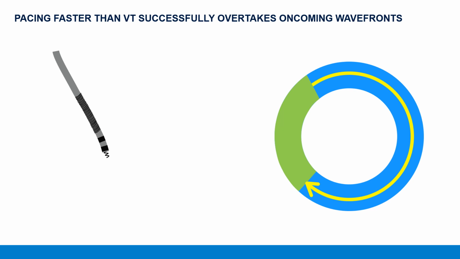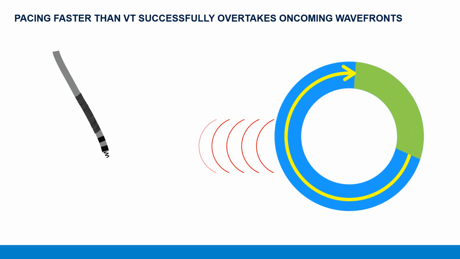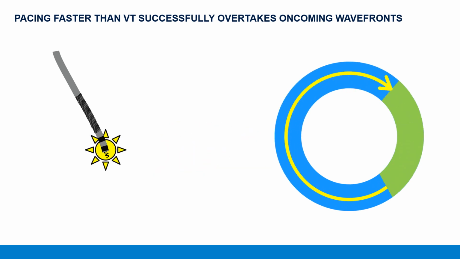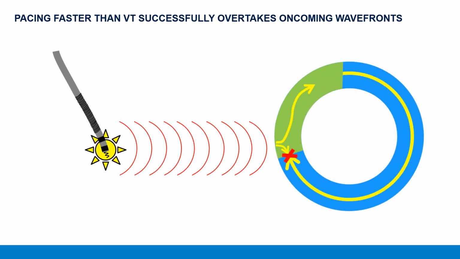So in order for us to pace and get into the excitable gap, not only do we have to hit the excitable gap at the right location, but we have to first overcome the oncoming wavefronts that are propagating toward our lead. And if we pace faster than the tachycardia, then the collision location with each subsequent paced beat is going to get closer and closer to the circuit until we finally get to the circuit and enter the excitable gap, sending wavefronts in both directions around that circuit.